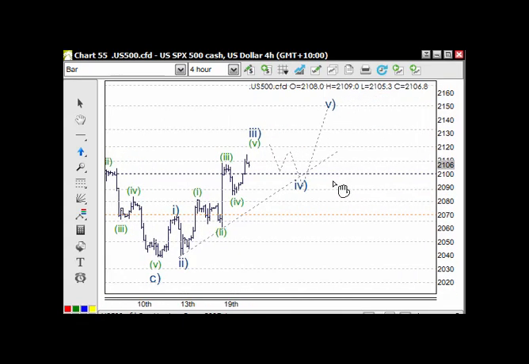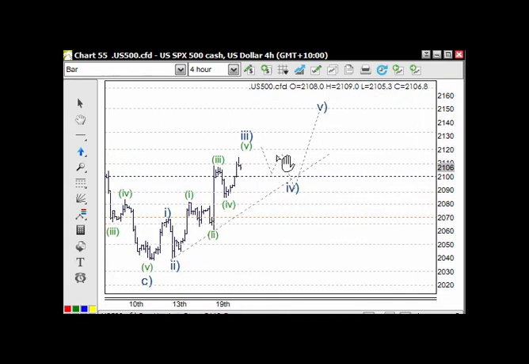Now, the good news is if we do get 5 waves up through to here, then we'll get a corrective move, ABC, and then another 5 up, okay? So that's what we're looking for. So it's going to be a little bit messy across here.